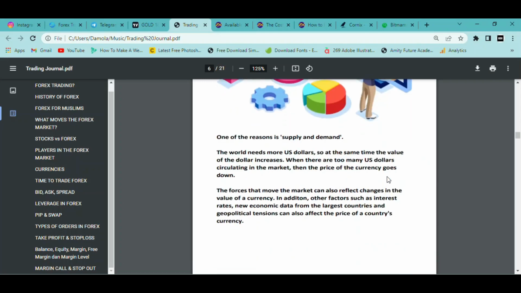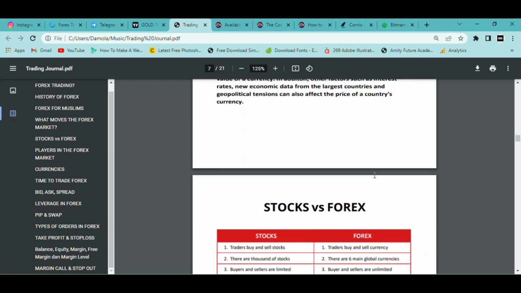What moves the Forex market? One of the reasons is supply and demand. Just like any other buying and selling business, it is dependent on supply and demand, because for example, if you sell something, you want to get it at the cheapest rate, then sell it at the highest rate so that you have more profit. So that's just a similar approach with the Forex markets.